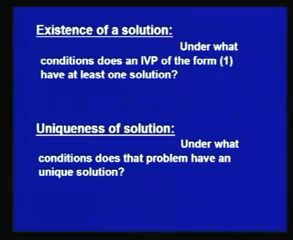and so there arise the following two fundamental questions. First question is the existence of a solution. Under what conditions does an initial value problem of the form 1, that is dy/dx equal to f(x,y) where y(x0) is equal to y0, have at least one solution? The next question is uniqueness of solution. Under what conditions does the initial value problem have a unique solution? The theorems that answer these two questions are known as the existence theorems and uniqueness theorems.